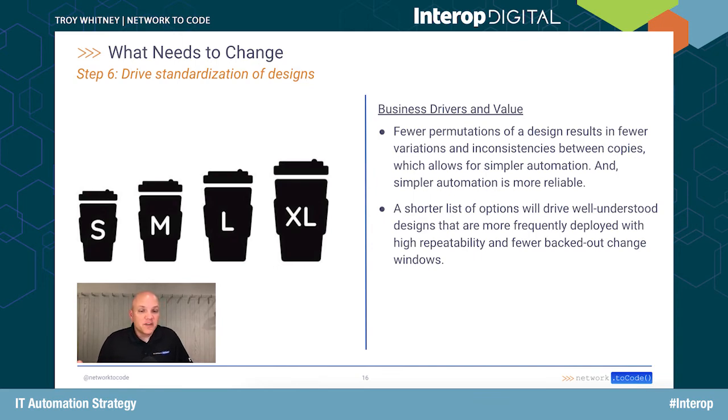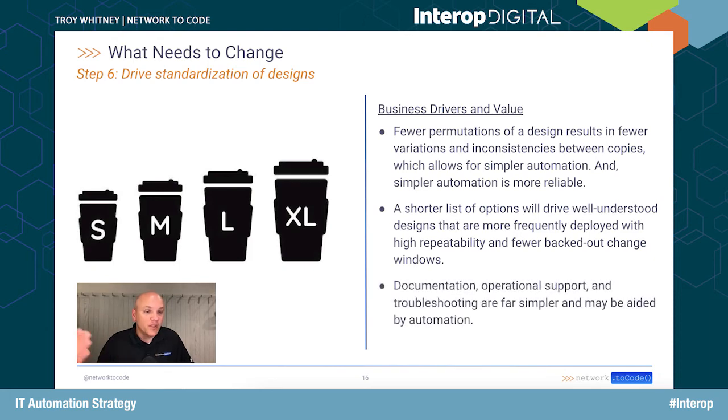A shorter list of these variations will drive well understood designs that can be more frequently deployed, high repeatability, fewer backed out change windows. It honestly is a snowball effect of good things by driving to this standardization. Everything to documentation, operational support, troubleshooting are far simpler and may be aided by automation when we get to this end state. Now, granted, brownfield environments could have a number of variations that already exist that you're inheriting. This isn't going to happen overnight, but the trick is as you're going through network refreshes, as you're going through updates to these sites, those are opportunities and time windows when you can start to eliminate the outliers and bring things more in alignment with standardized designs, which will just make everything easier going forward after that.